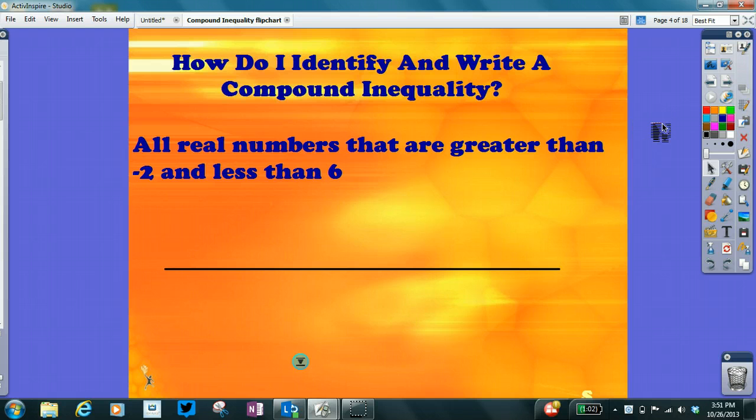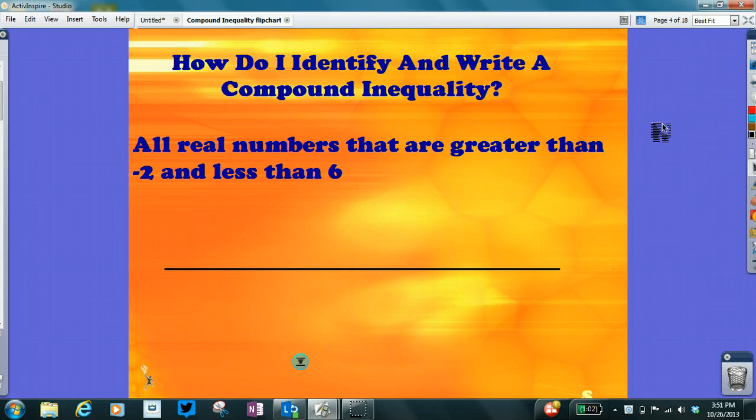Alright, but let's look at just a couple things. I'm going to show you just a couple problems of each type that we're going to be dealing with in class, and the way we're going to go a lot deeper into compound inequalities. But how to identify and write a compound inequality? Well, if I look at this, all real numbers that are greater than -2 and yet less than 6.